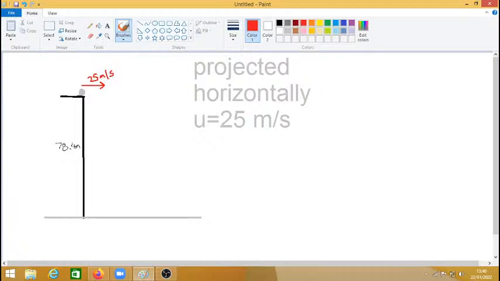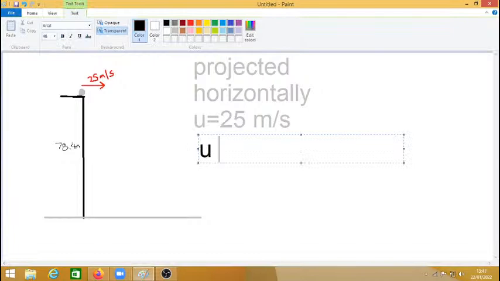And the question is, calculate the time taken to reach the surface. So imagine this ball falling and then eventually hitting the surface. Well, how long is that going to take? So let's see what we know at the moment. Let's jot that down nice and clearly. We know u, the initial velocity, is equal to 25 meters per second. Notice that that's horizontally.